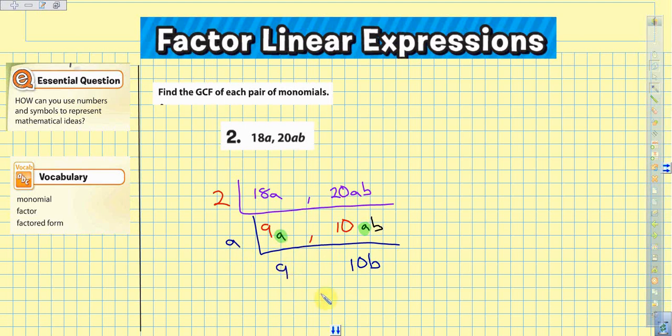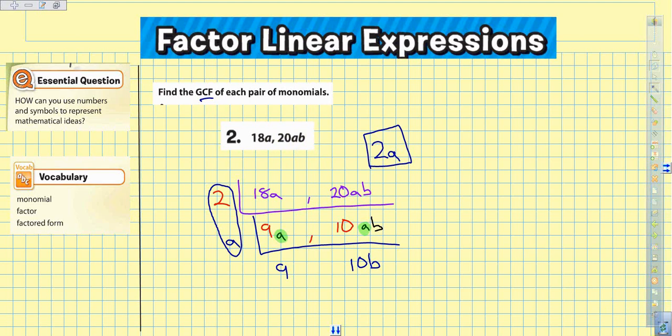But remember, the bottom part at this time is not what we want, because we want the GCF. So we want 2a. And that's our answer. The greatest common factor that can go into both of these is 2a. Even though it doesn't seem very large, it is the largest number that can go into 18 and 20. And it's also the only variable that can go into a and ab. Why? Because a is on both sides.